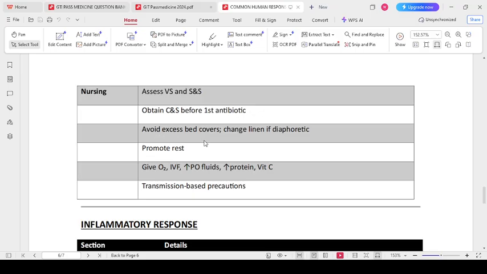She has to avoid excess bed covers, change linen if diaphoretic, means excessive sweating. She has to promote rest, give oxygen, IV fluids, increased fluid intake orally, increased protein intake, and increase in vitamin C to boost up immunity. She has to inform the patient about transmission of infection.